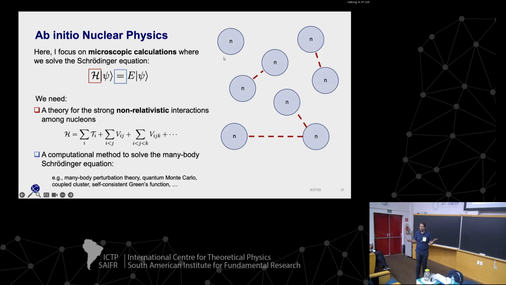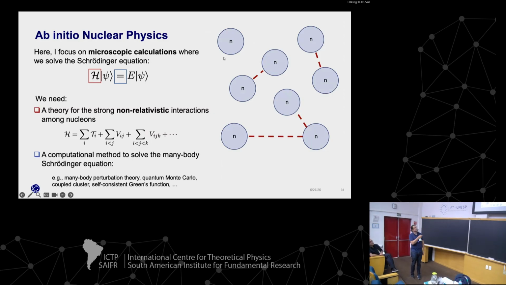Once we have the Hamiltonian, if I just gave you a Hamiltonian and told you to solve this equation, this is a very complicated problem, and many people dedicate their whole career to writing computational frameworks that actually do this solution. So we need some computational method to solve this many-body Schrödinger equation.